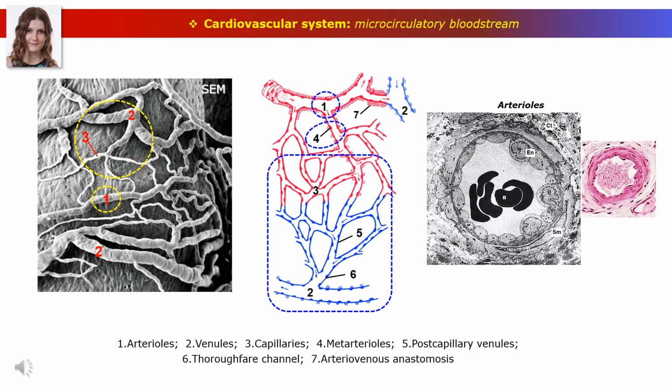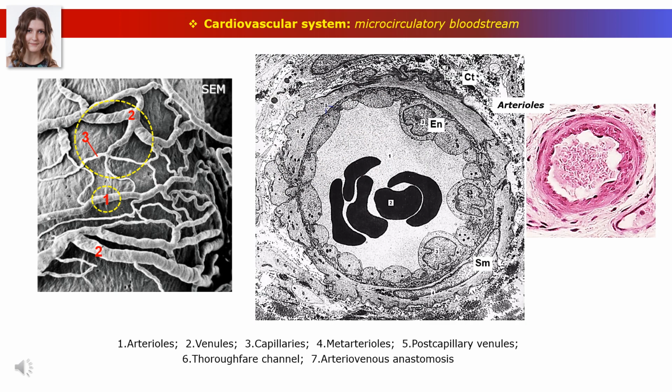The wall of arterioles consists of endothelium, an internal elastic membrane. This is the tunica intima. Several layers of circularly oriented smooth muscle cells. This is the tunica media. And a thin layer of loose fibrous connective tissue. This is the tunica externa. Adjacent to the wall of arterioles are unmyelinated nerve fibers and bundles of collagen fibers.